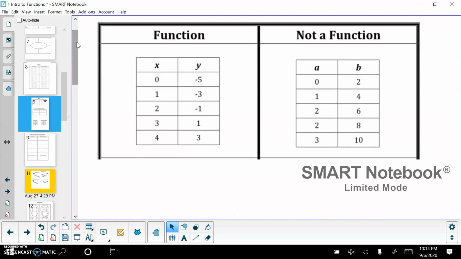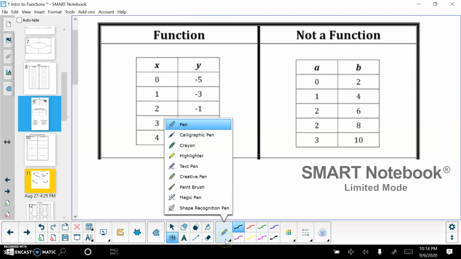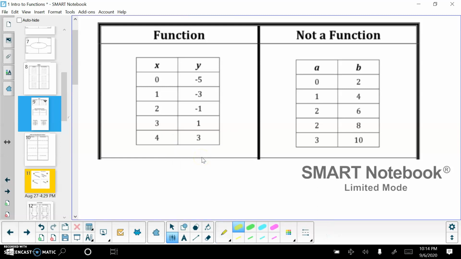And the one on the left is a function and the one on the right is labeled as not a function. And what we're going to focus on are the x values, which is always on the left side, the first set of numbers on the table. Remember, these are our domains, so I'm going to highlight them on the first table in yellow, and I'm going to highlight them on the second table in yellow as well.